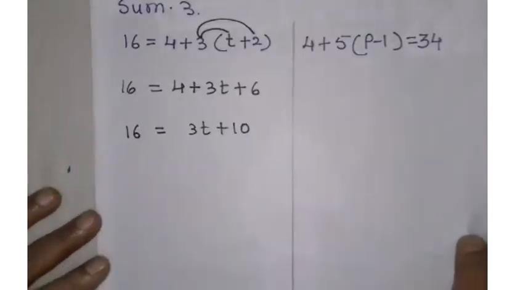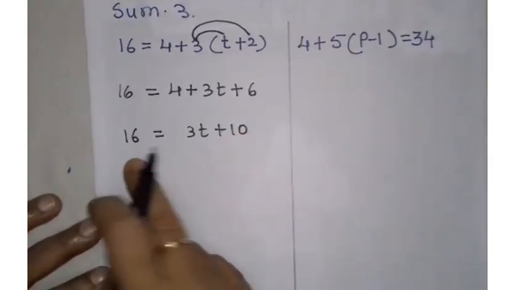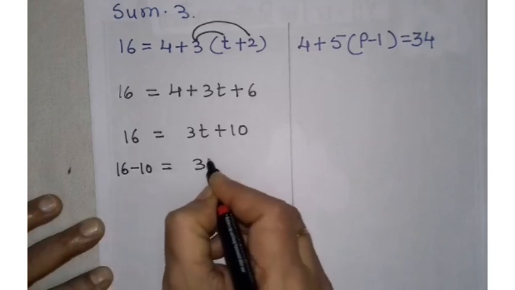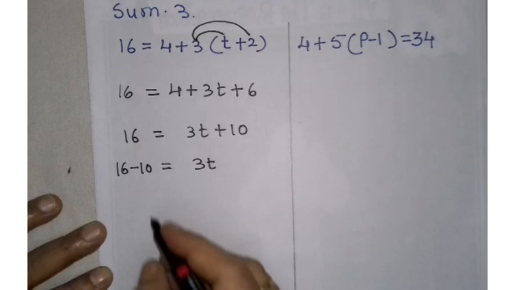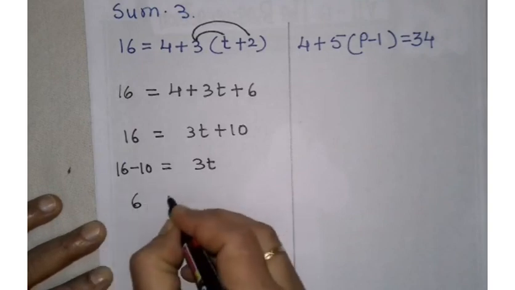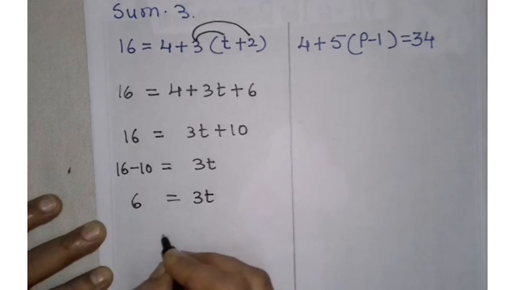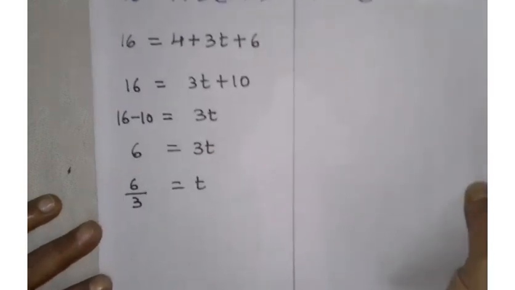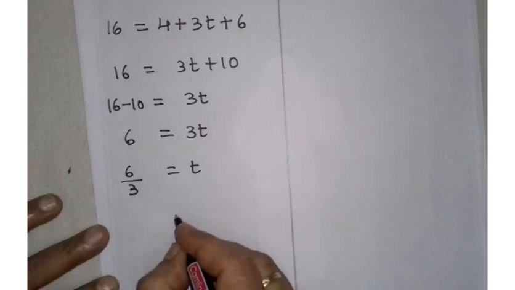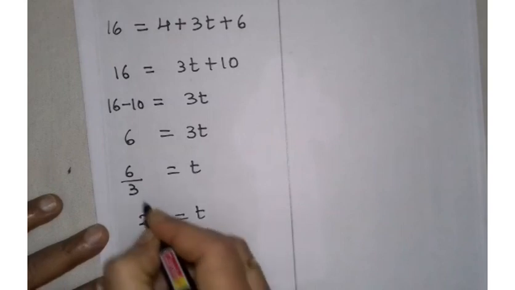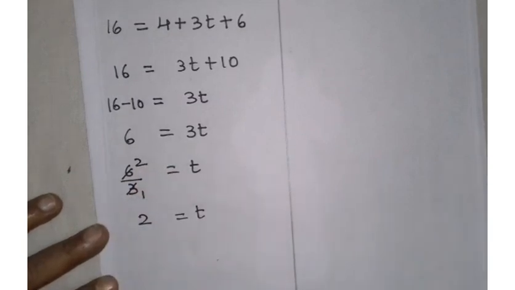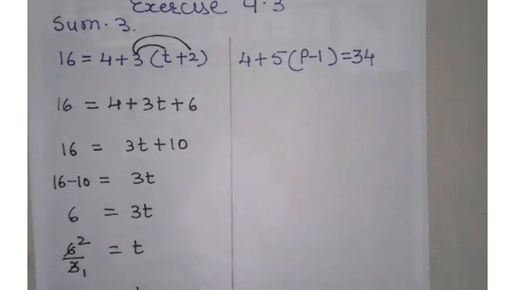Now what will come? The 10 will come over this side. So 16 minus 10 is equal to 3t. Getting? Okay. 16 minus 10 gives us 6 is equal to 3t. And t is equal to 6 upon 3, because here t is in a multiplication form. Here it will become a division form. So now t is equal to 2. 3 ones are 3 and 3 twos are 6. Understood? Clear? One more other example.